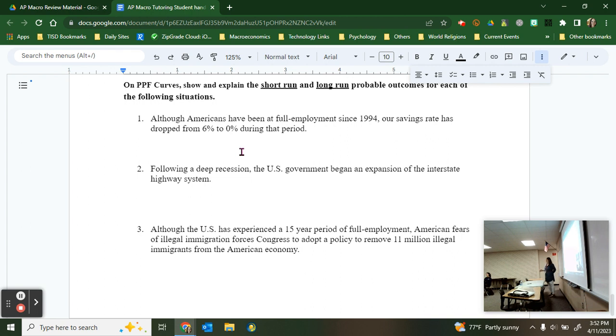Could you move it down because there's more consumer spending? Because you're not saving your money, there's more consumer spending. What does it show?